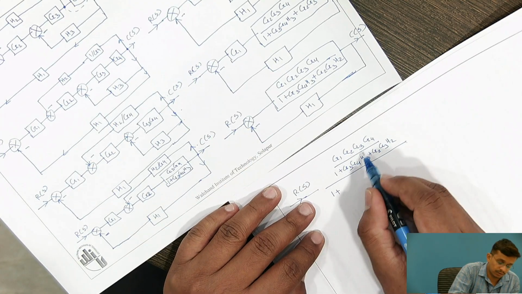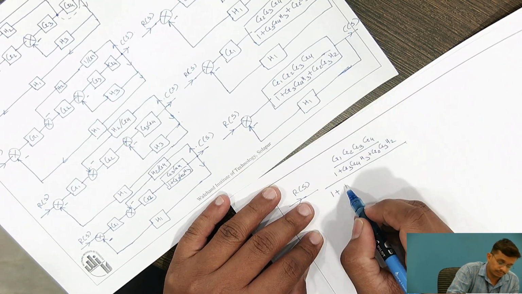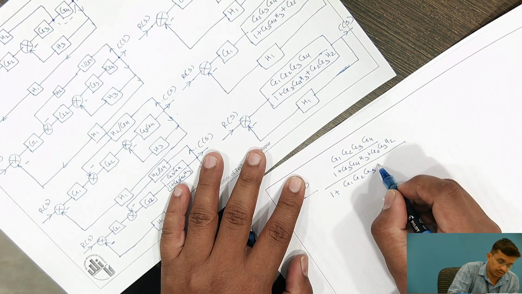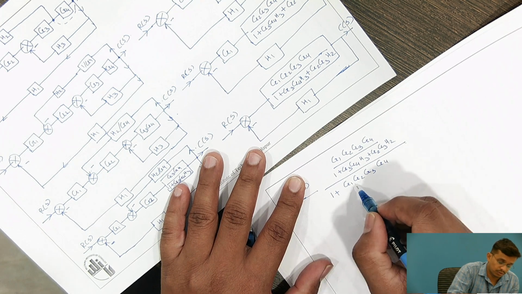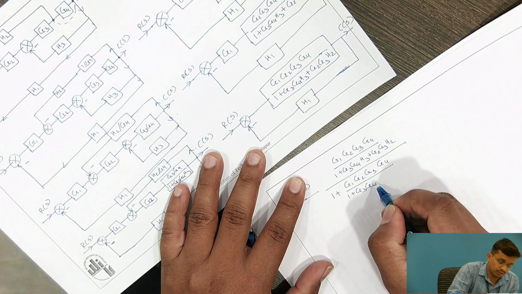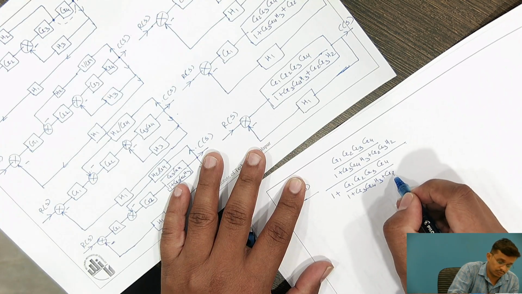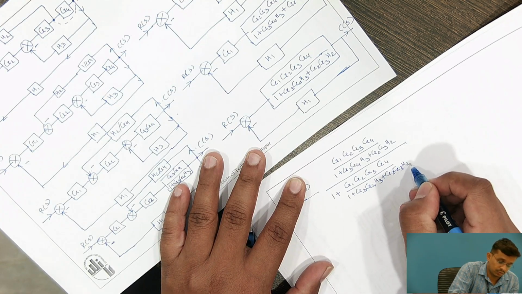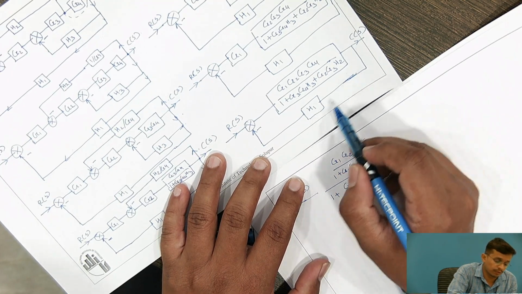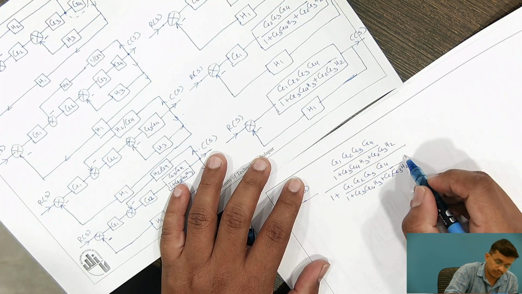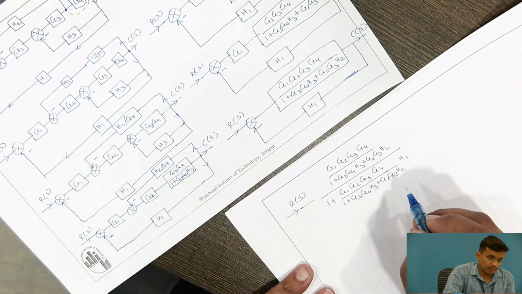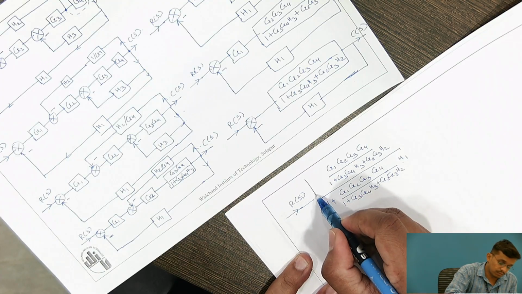Again, it is the forward path block. It will be G1 G2 G3 G4 divided by 1 plus G3 G4 H3 plus G2 G3 H2, into this particular block from the feedback loop, into H1. So this is our block.